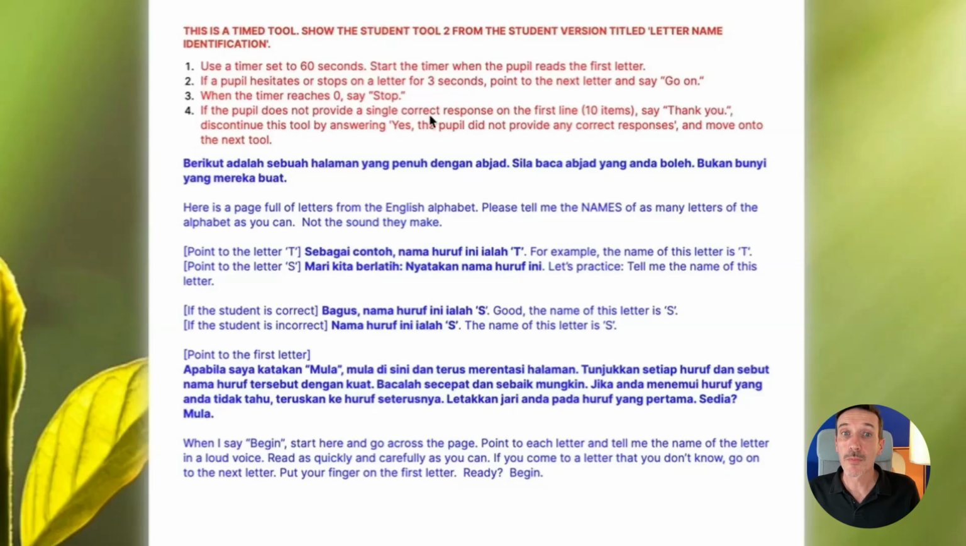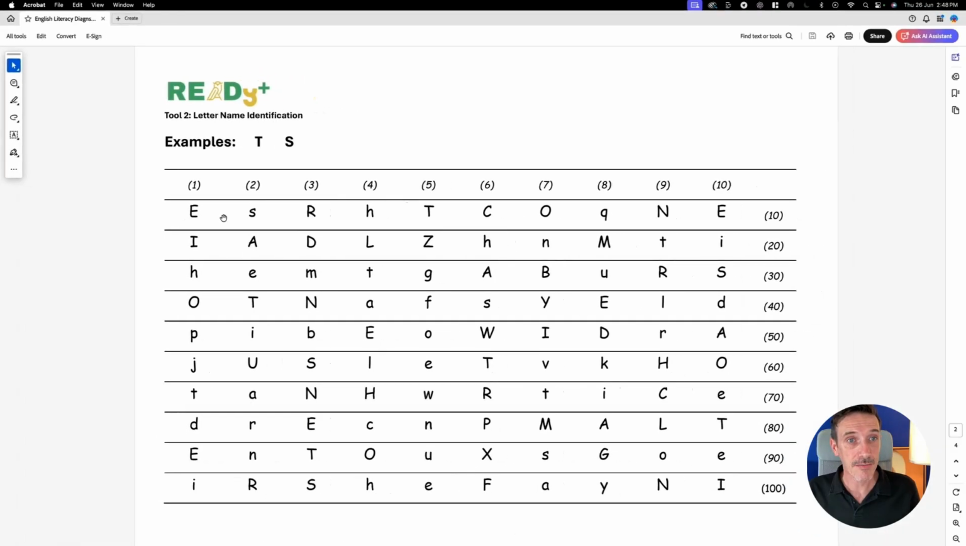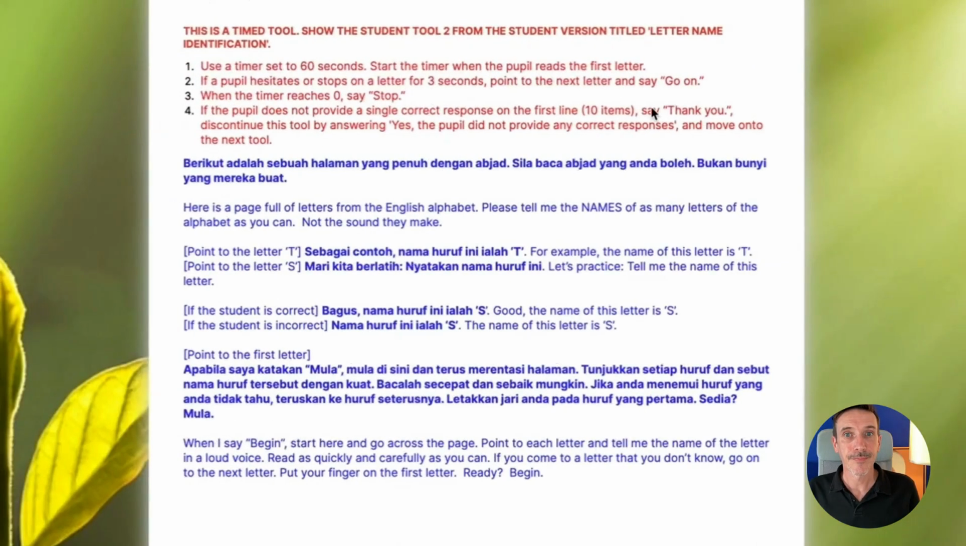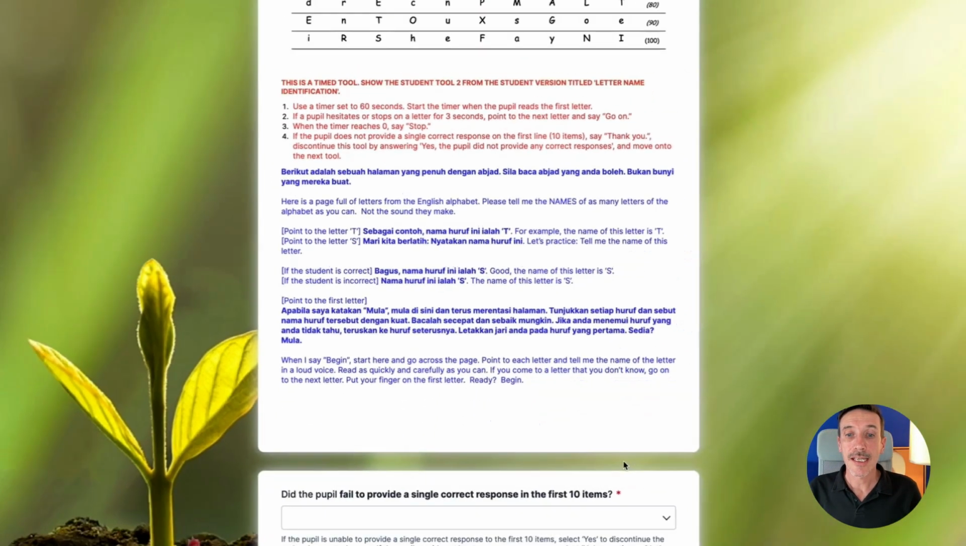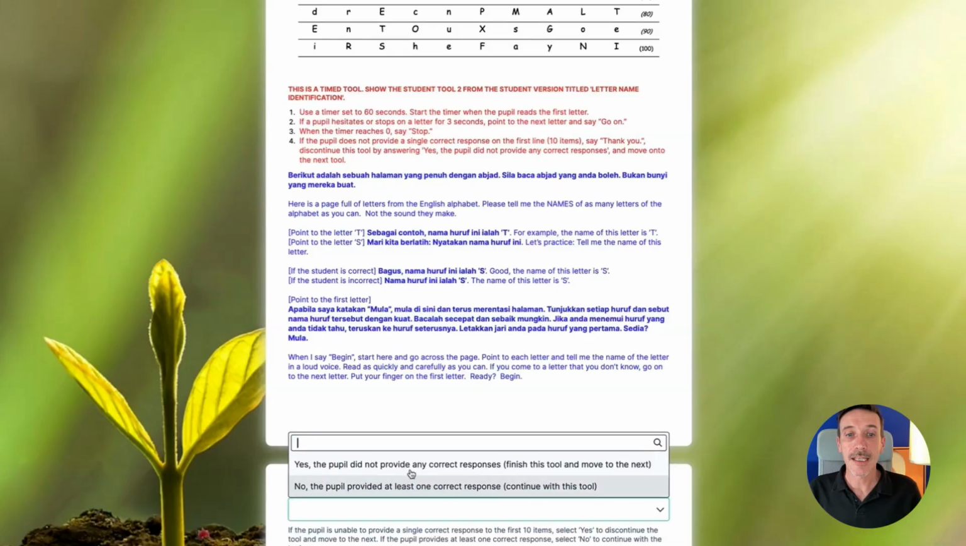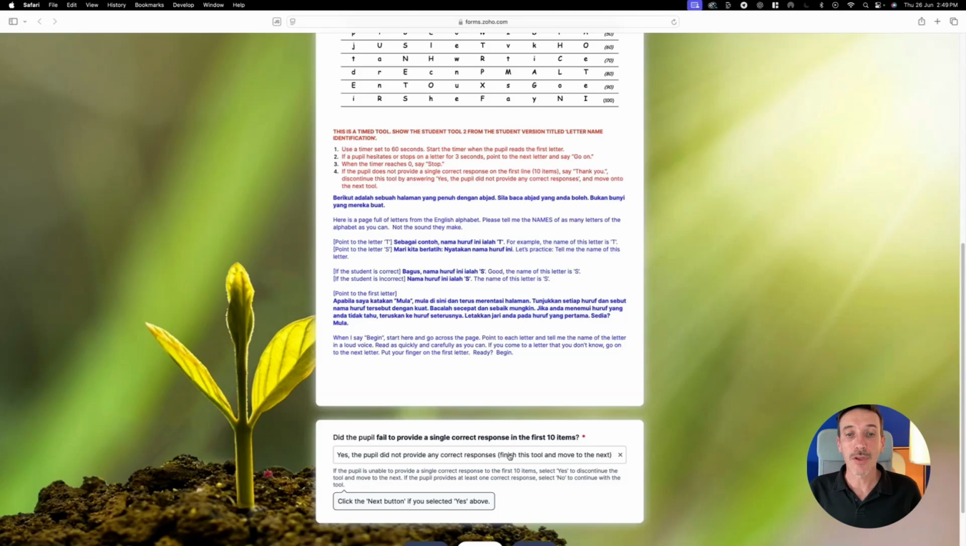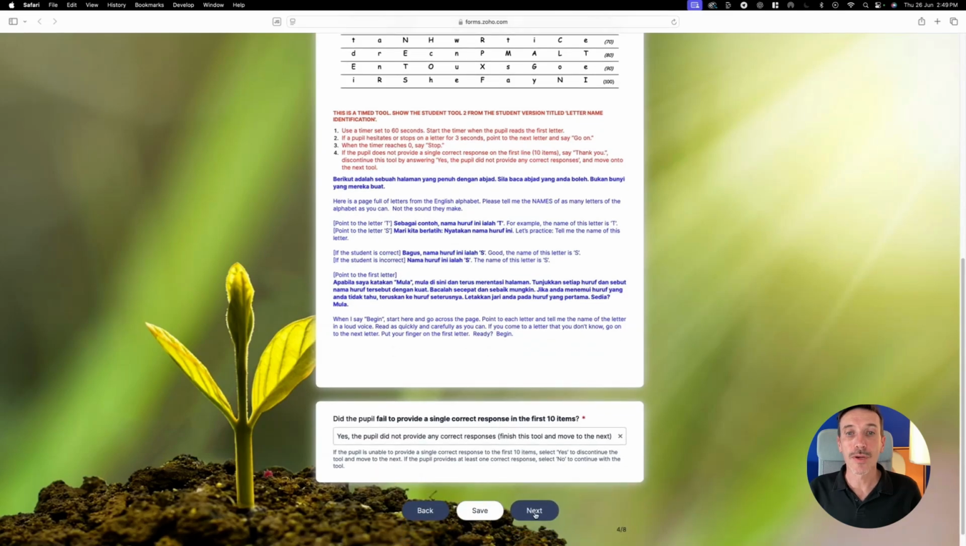If the pupil does not provide a single correct response on the first line, which is 10 items, this is the first line. You can see there's 10 items there. You can just say thank you and discontinue the tool by answering here, yes, the pupil did not provide any correct responses. This will allow you to move on to the next tool by clicking next.